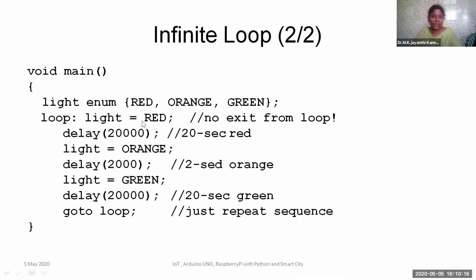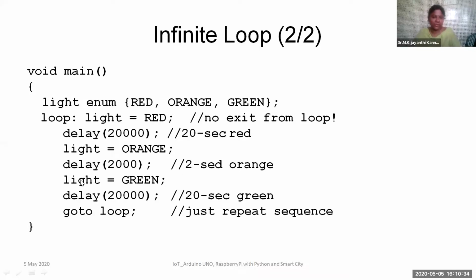Loop, and light equal to red. Initially, the variable light is assigned as red. There is no exit from the loop. Then there is a delay of 20 seconds, so the red light will glow for 20 seconds. Then we are assigning the light as orange. The orange light will glow for 2 seconds.